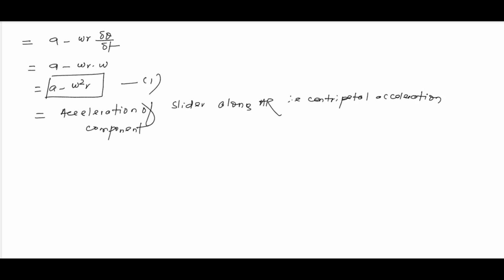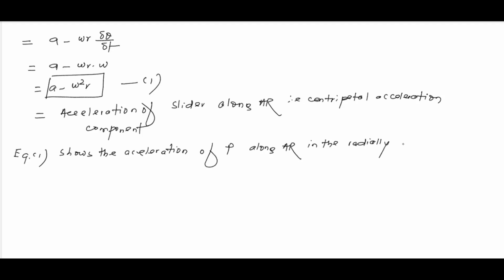Fine. Next we'll find out one thing important. This equation 1 shows the acceleration of point P along AR in the radially outward direction.